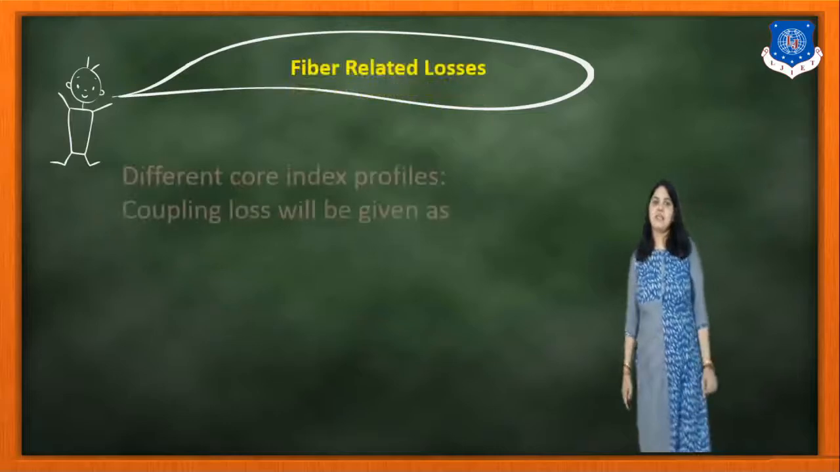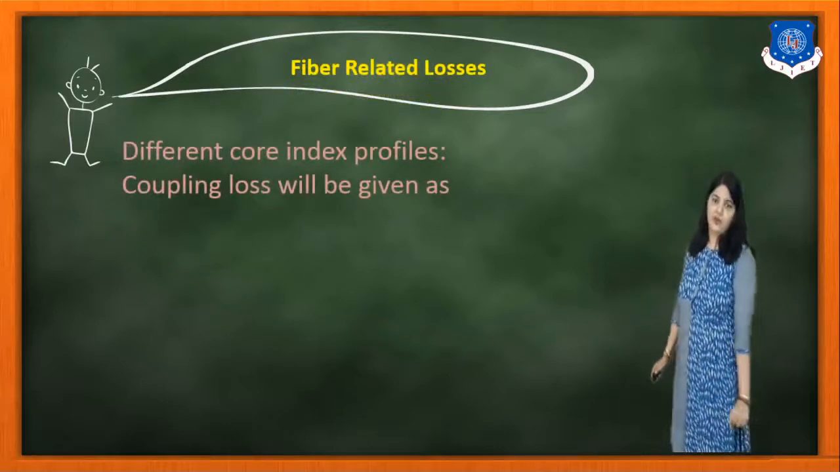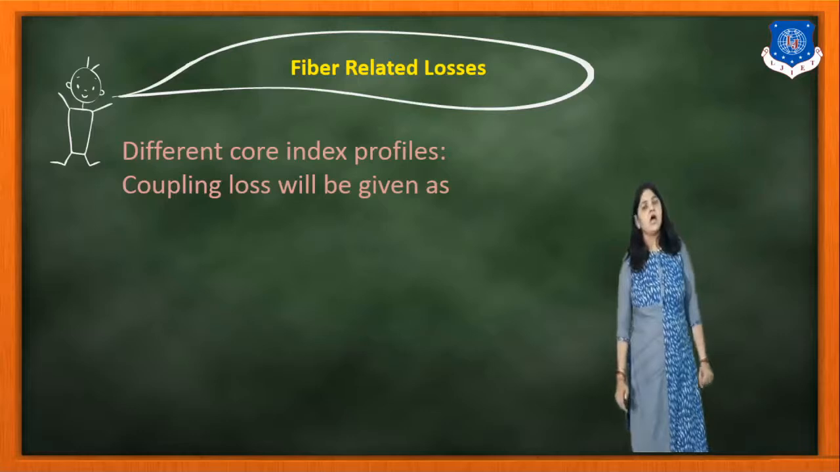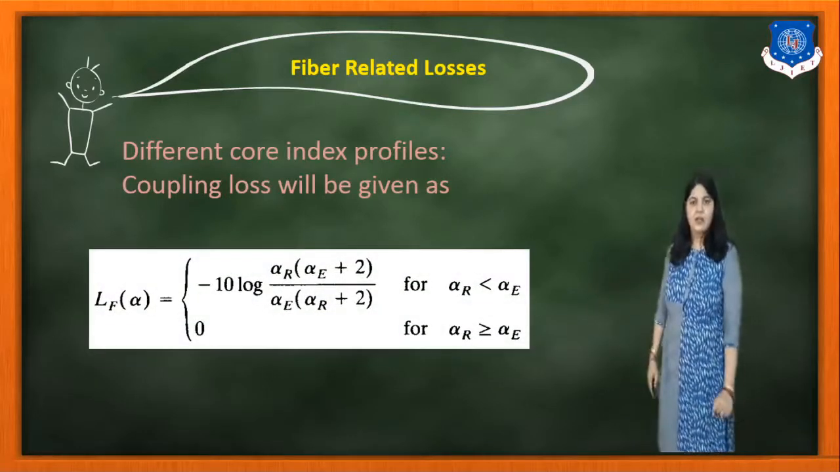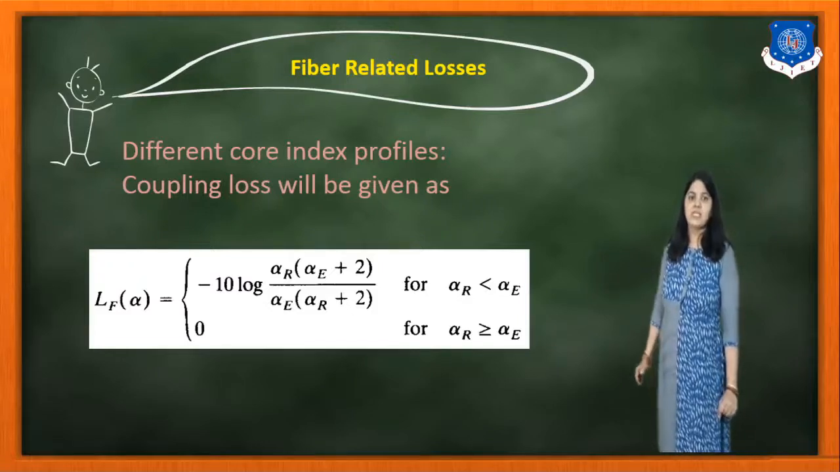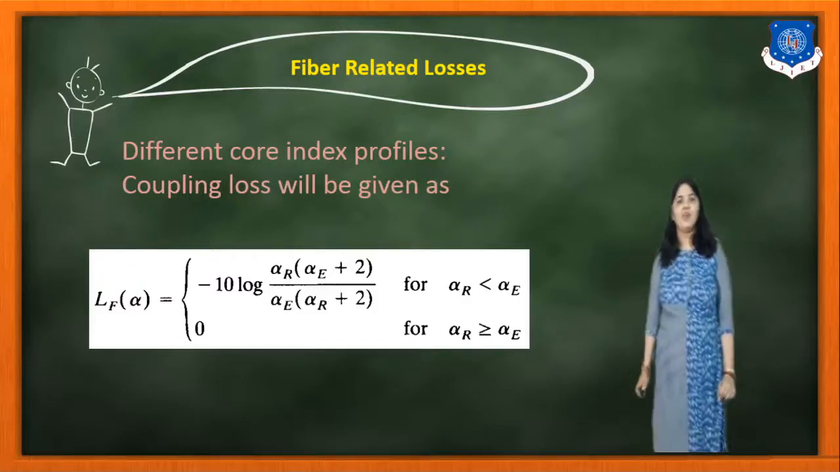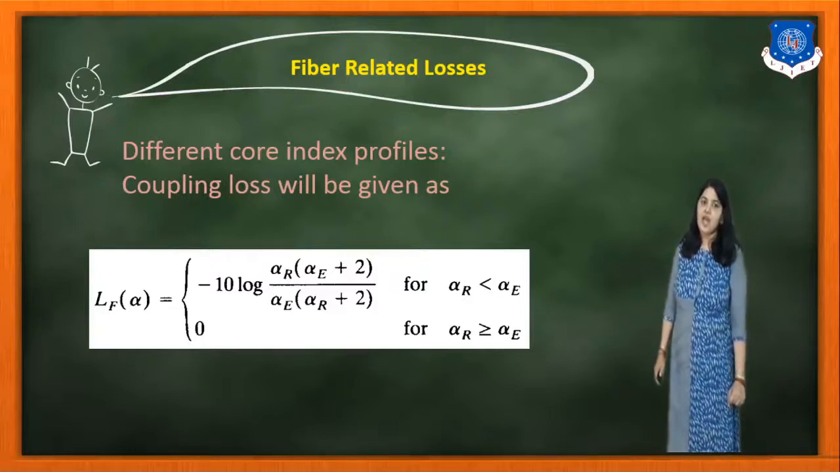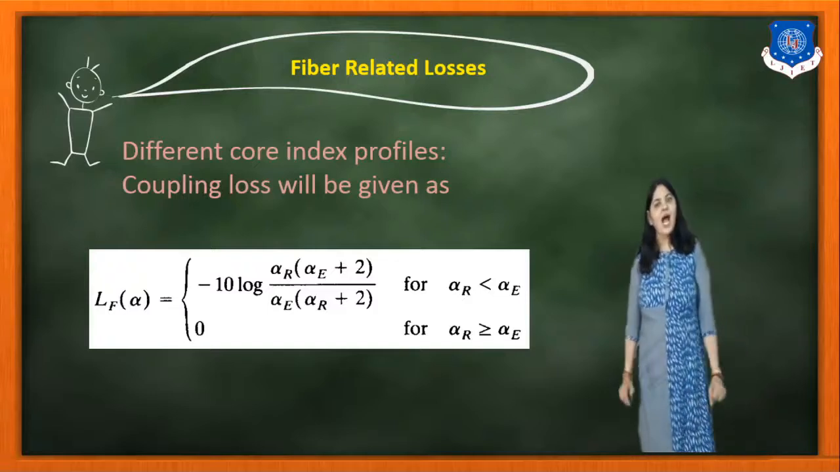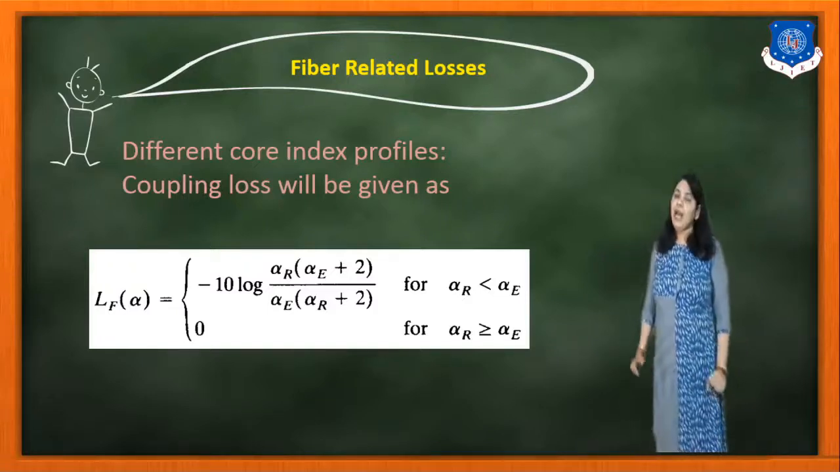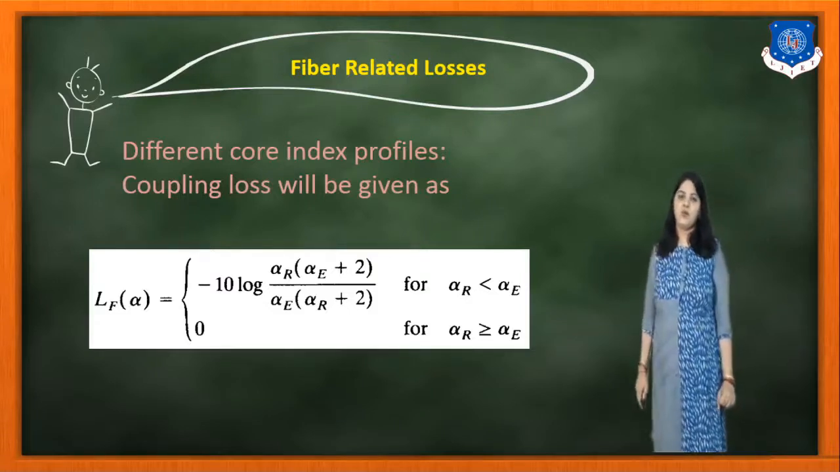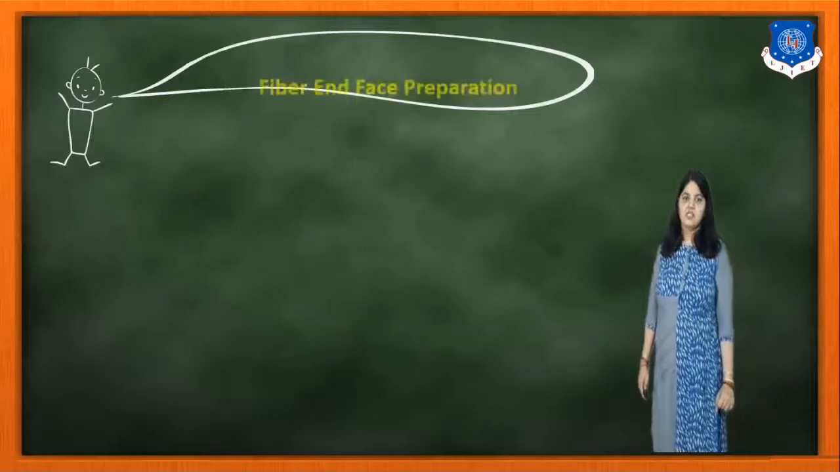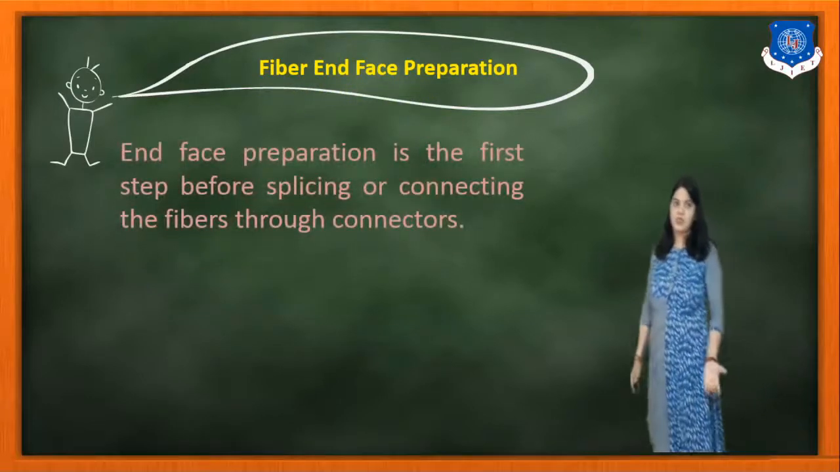Now, the next is different refractive index profiles. The coupling loss will be given as L_F(alpha) = -10 log [alpha_R(alpha_E + 2)/alpha_E(alpha_R + 2)] for alpha_R less than alpha_E, and it is equal to 0 for alpha_R greater than or equal to alpha_E. So this is about the equations.